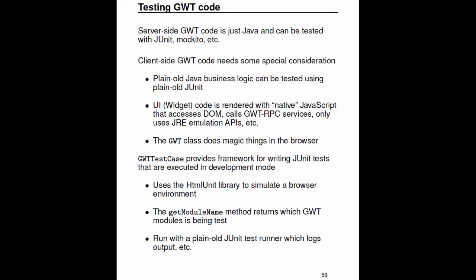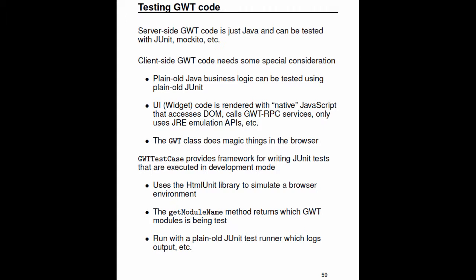Well, there is a class called GWTTestCase that provides the framework for writing JUnit tests that are executed in development mode. Basically, these are unit tests that are run in GWT development mode, hosted mode, and then provide all the environment that you need. It leverages a library called HTMLUnit that simulates the browser environment. So it's like you're running inside a browser, but it's really all just Java code.